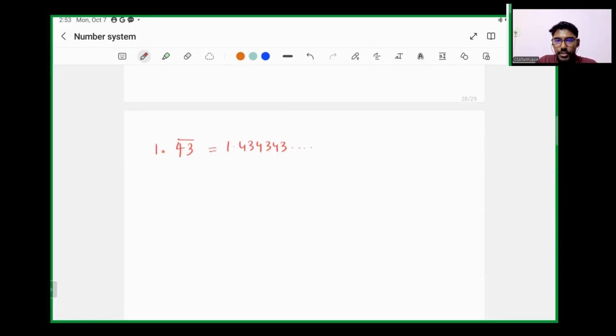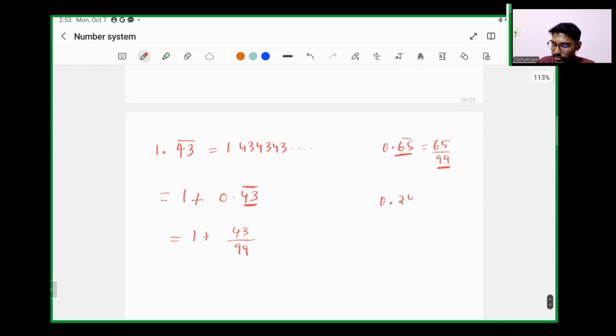Okay. So here what you need to do, again, same way, you need to first split it. So 1.43 bar, you can split it as 1 plus 0.43 bar. Okay. So this is 1 plus, this is 2 digits, right? 2 digits are repeating. So you have to write it as 43 by 99. I already told you, 0.65 bar, you can write it as 65 by 99 because 2 digits are repeating, you have to write 99. If it is like 0.246 bar, 2, 4 and 6 are repeating, you need to write it as 246 by 999. Okay, this is how it's going.